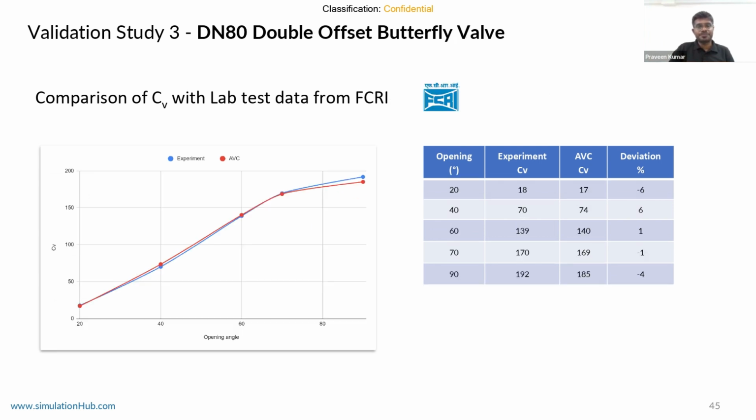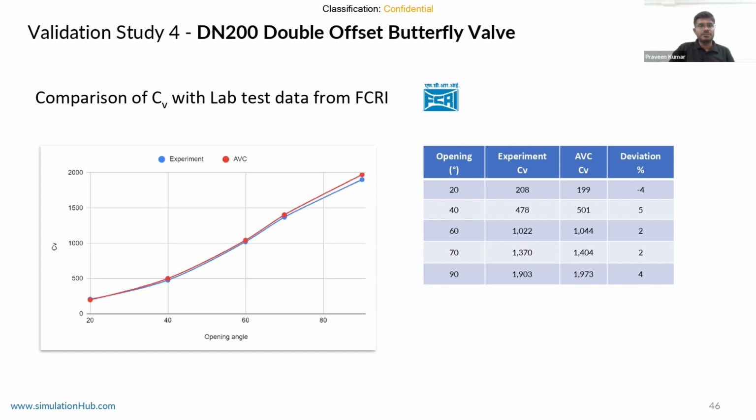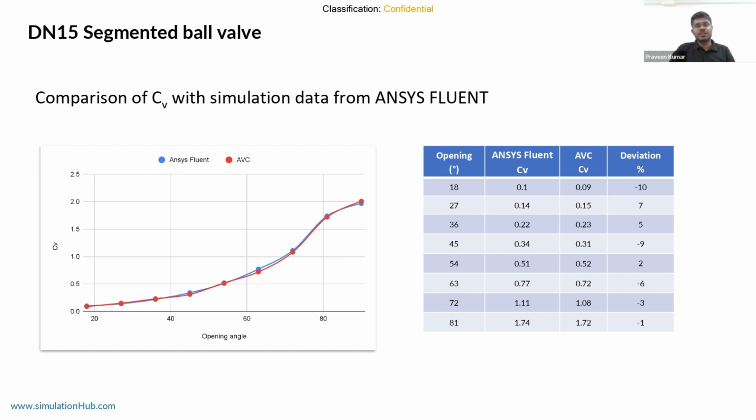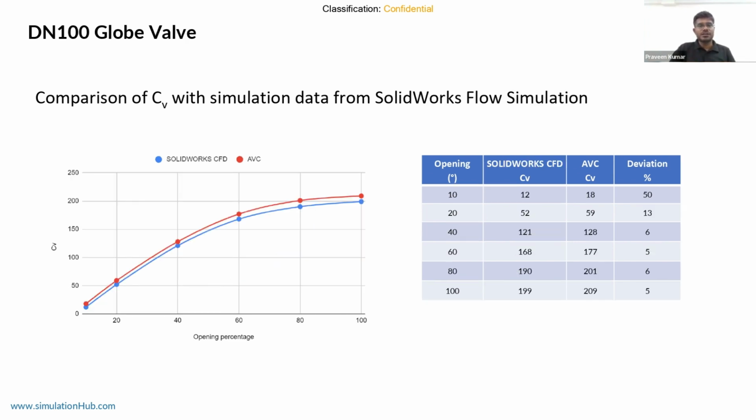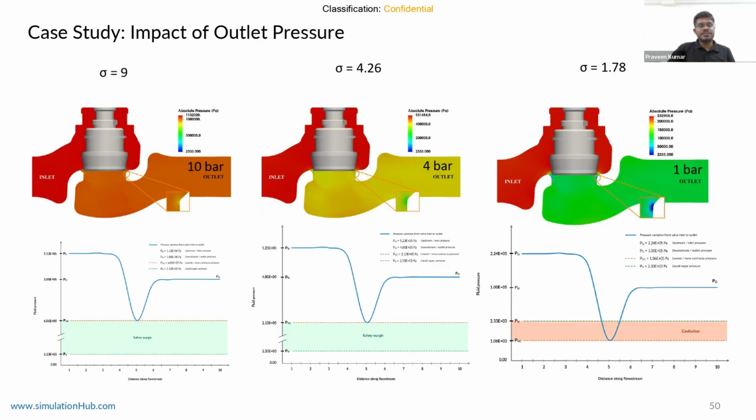This is FCRI data for different valves, different sizes and different types. This is one comparison with another conventional software, ANSYS Fluent, showing where we fall compared to other software, and we are in a good range. This is one of the case studies conducted using our software.